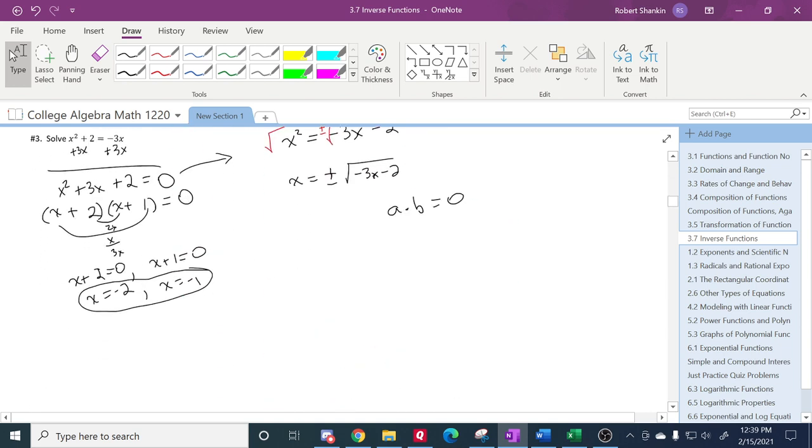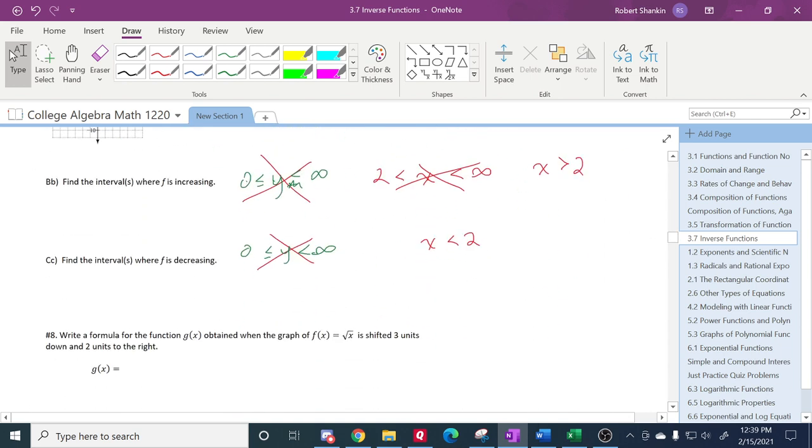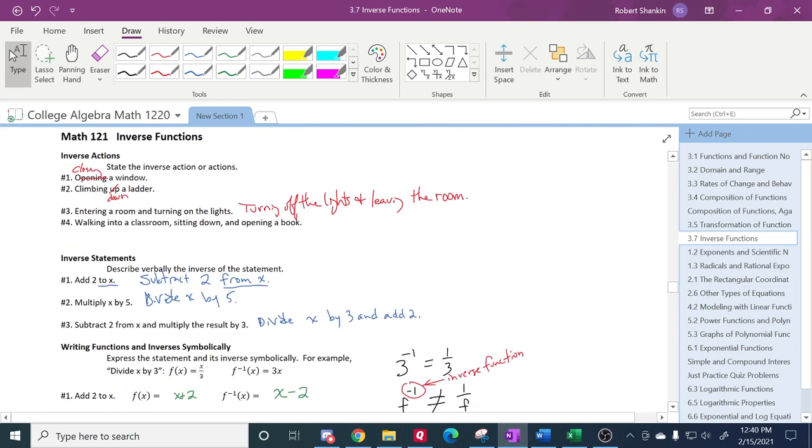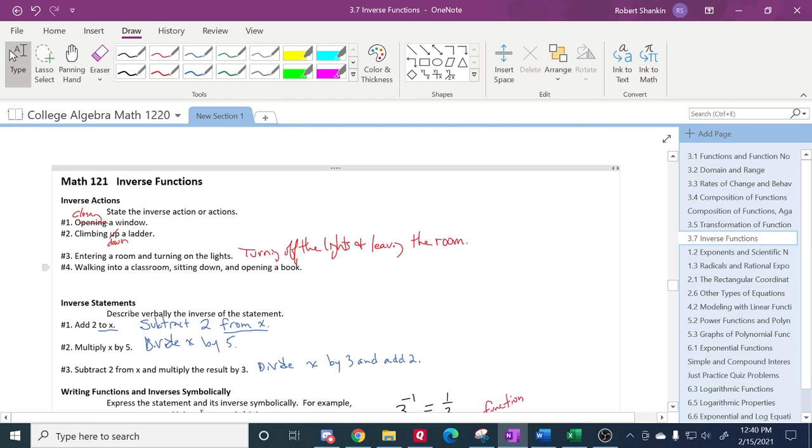No, it wasn't in the practice quiz. It was in the start of the section. Yes, when you had more than one action. Entering a room and turning on the lights. We had to invert each action, and we had to invert the order. So the last thing that was done had to become the first thing that was done. Turn off the lights, leaving the room.